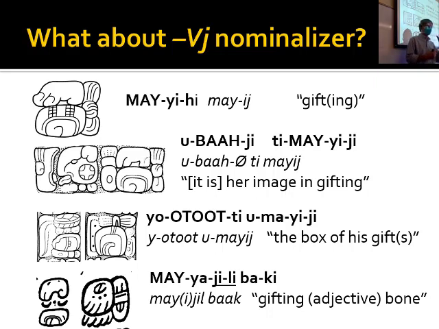So we have, like, ma'ich, gift. That ich thing refers to gifting, or the act of gifting. So you have ma'chil bak, gifting bone, or yotot uma'ich, the box of his gift, in the sense of the bloodletting tools, of course, because you remember when they say they gift, it's usually when they're giving their blood. So gifting bone is a bloodletting bone. Gifting box is a box for bloodletting tools.